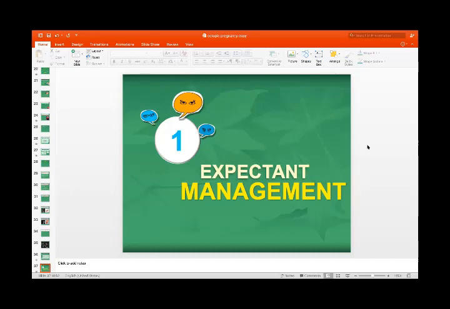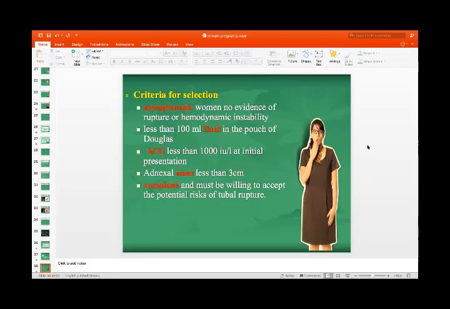So we will discuss one by one. Expectant management, that is conservative. We are not doing anything. We are only observing the patient. So what is the criteria for selection of the patient for conservative management?